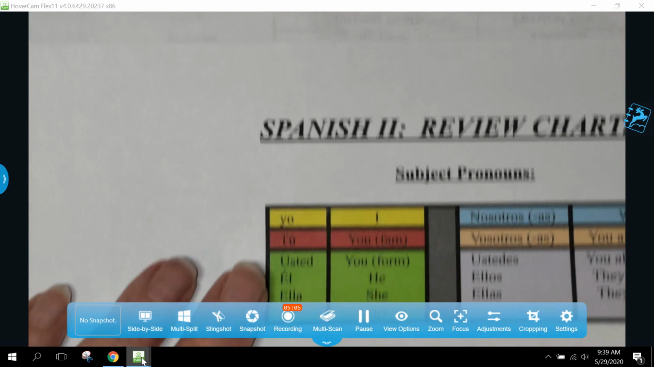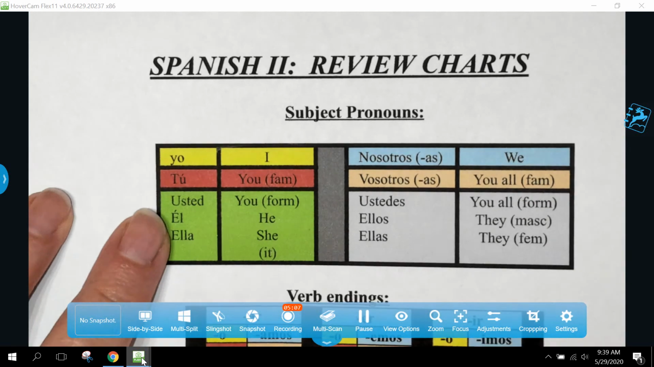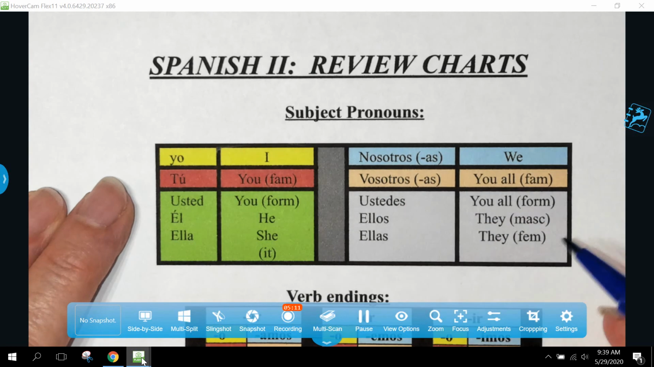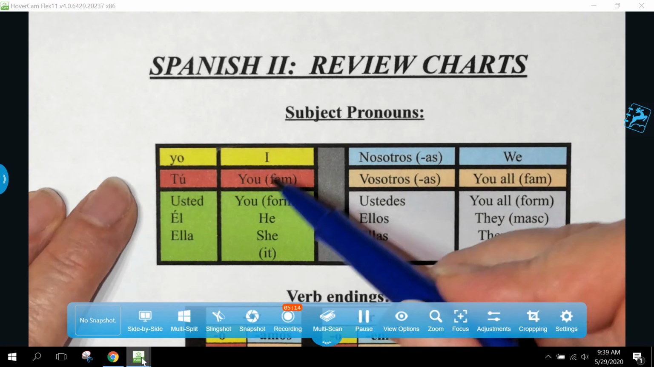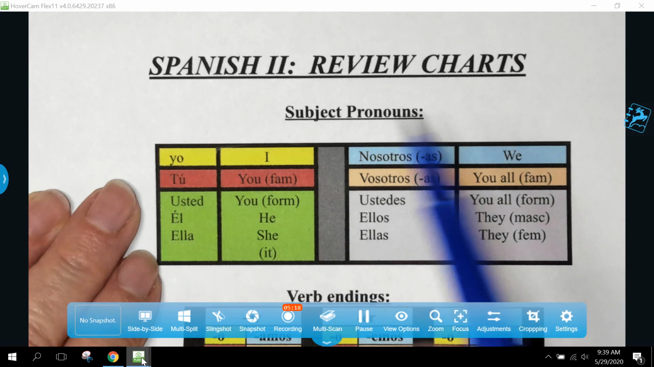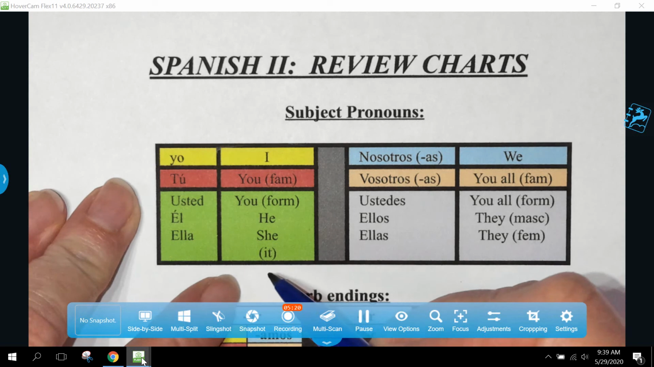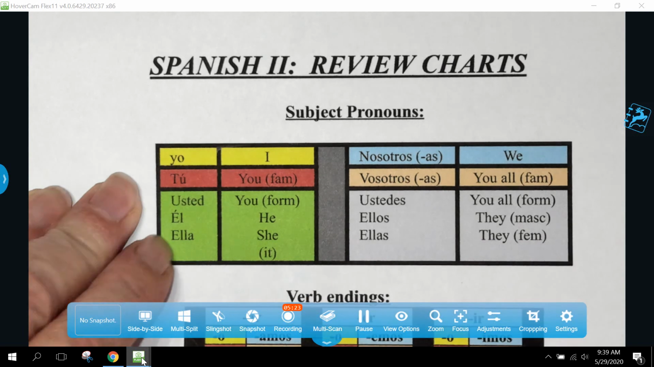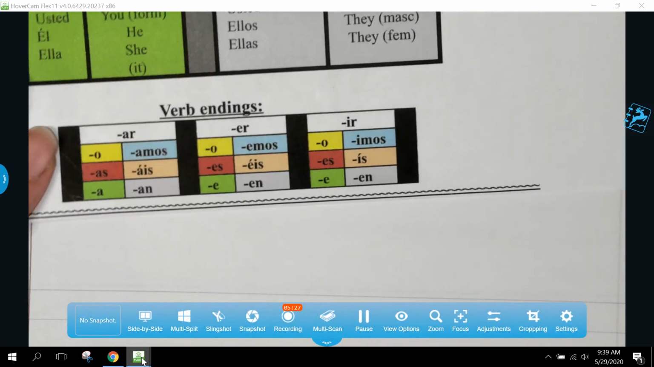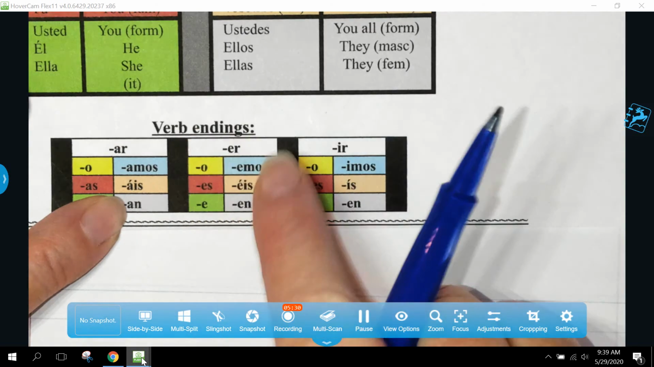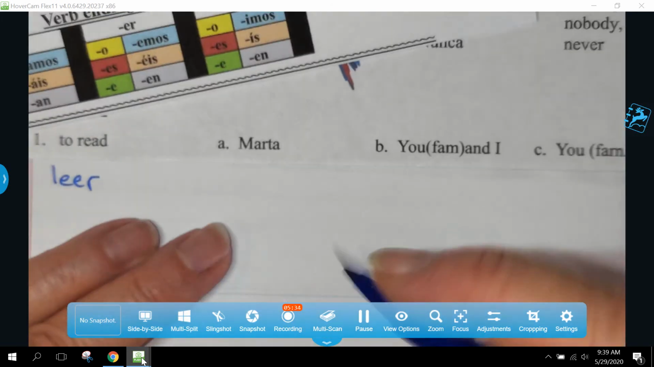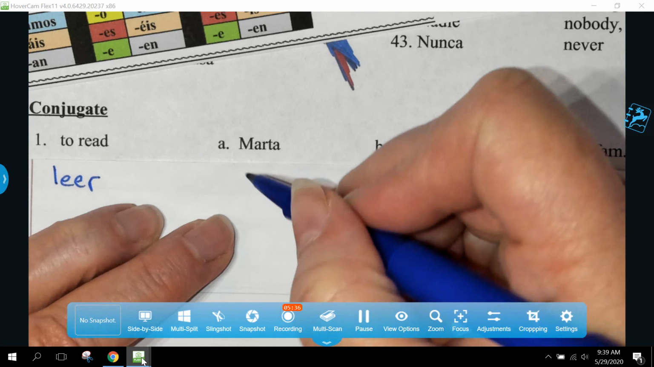You don't even have to know that's a person. Marta is singular, so you stay on the left-hand side of the chart. Everything on the left is singular. Everything on the right is plural. Marta is not I. It's not you familiar. She. So we are in green. Leer is an ER verb. Because it's an ER verb, we go to this chart. We're in green here, green here. So under Marta, it would be lee.